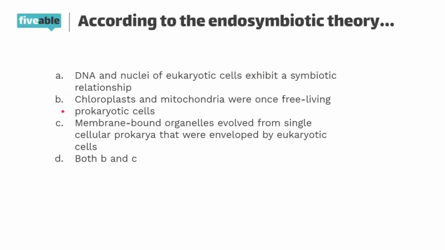So chloroplasts and mitochondria, the theory is that they were once free-living prokaryotic cells. So they were just on their own, doing their thing. They had their own DNA. They could self-replicate. But then also C kind of ties the theory in a little bit more, that the fact that these membrane-bound organelles like chloroplasts and mitochondria evolved from your single cellular prokarya.